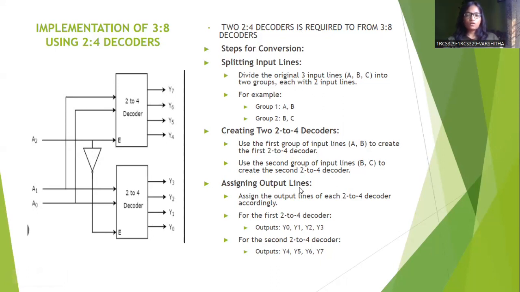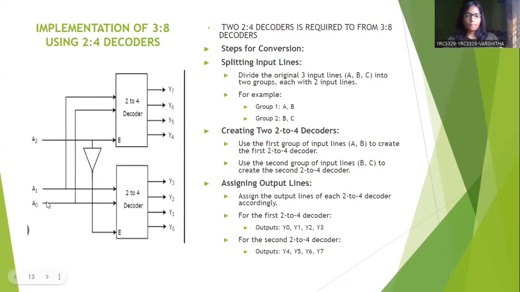These are the steps required for the implementation of a 3 to 8 decoder with the help of 2 to 4 decoders. First, we need to divide the three input signals, say A, B, C, into two groups. In group 1, we are passing AB as the input signal for the first 2 to 4 decoder. And for the second 2 to 4 decoder, we are passing BC as the input signal. Here A0 is A, A1 is B, A2 is C input signal.